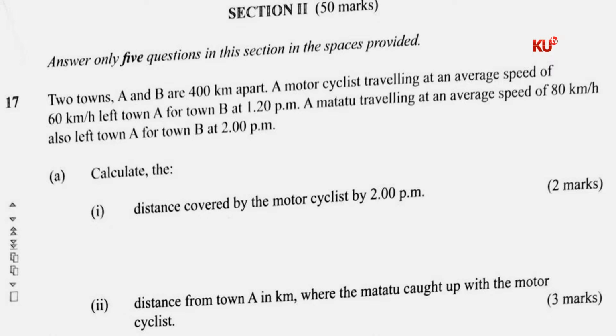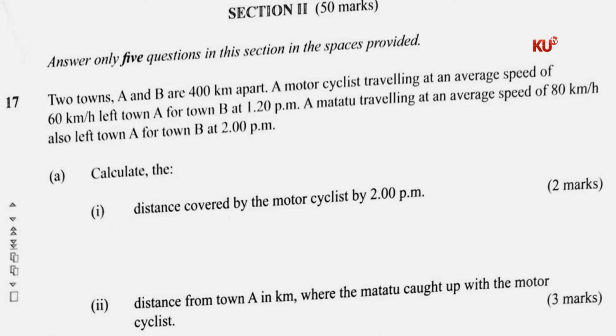So, two towns, A and B, are 400 kilometers apart. A motorcyclist traveled at an average speed of 60 kilometers per hour from town A to town B at 1:20 p.m. A matatu traveling at an average speed of 80 kilometers per hour also left town A for B at 2 p.m. So you just have to give your sketch. So you have the two towns. This is town A, the end here is town B. A motorcyclist traveling at an average speed of 60 kilometers per hour. So we have this cyclist here.